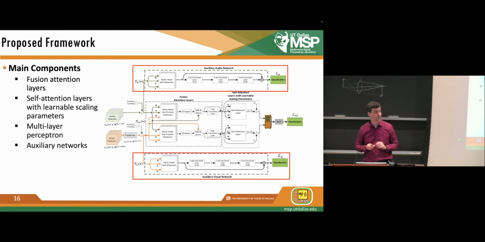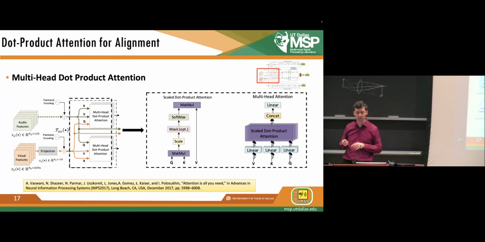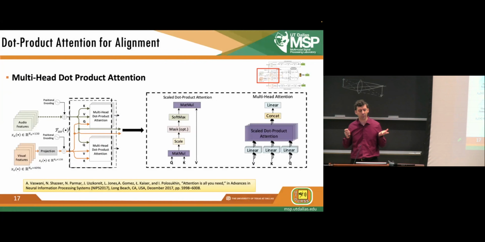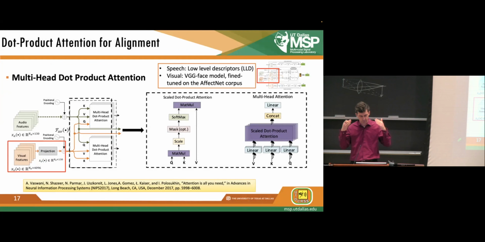So let's go into a bit more detail. On this side, what is the part of the model that we're talking about? The first thing that we do here is use multi-head dot product attention. We need the two modalities to have the same dimensions, so we do projections. For the audio, we use low-level descriptors. We extract, let's say, fundamental frequency, mel frequency bands and a bunch of others. In total, it's 130-dimensional vectors.